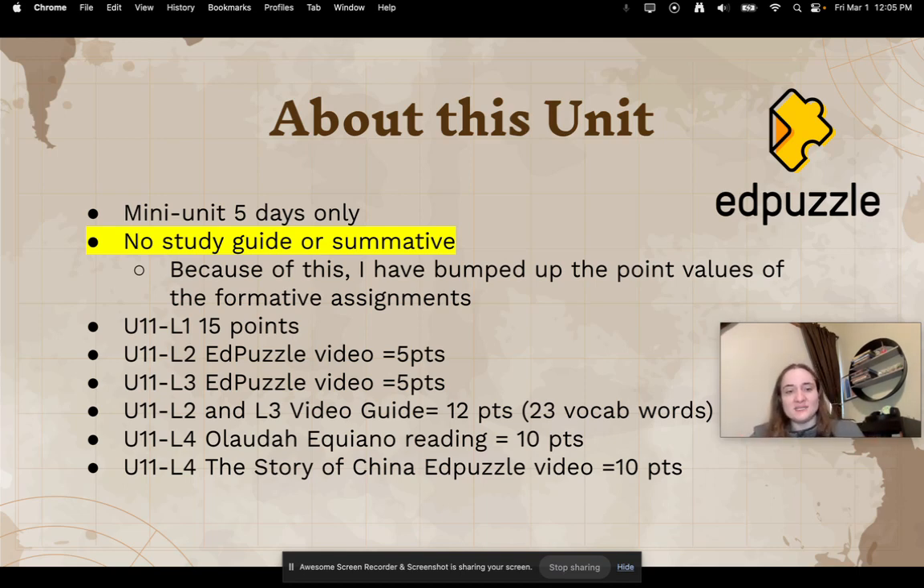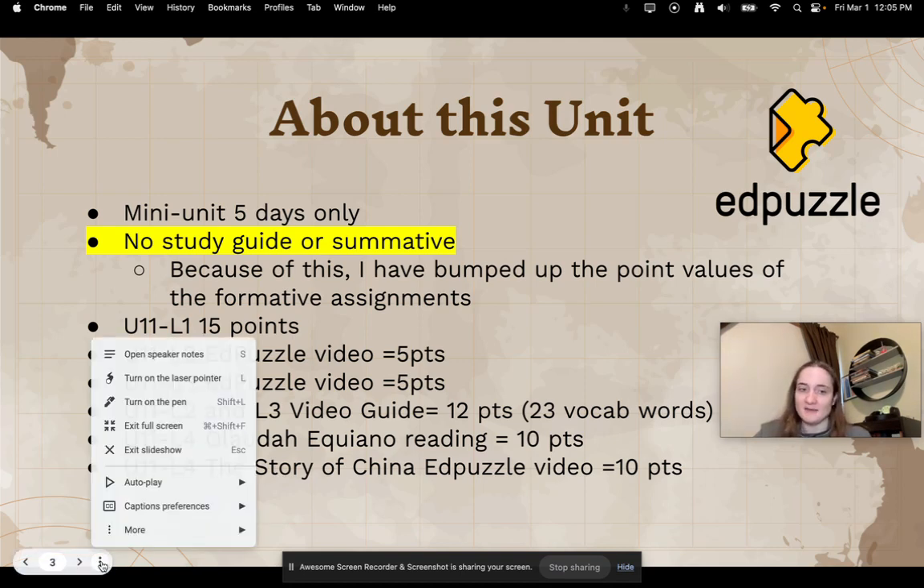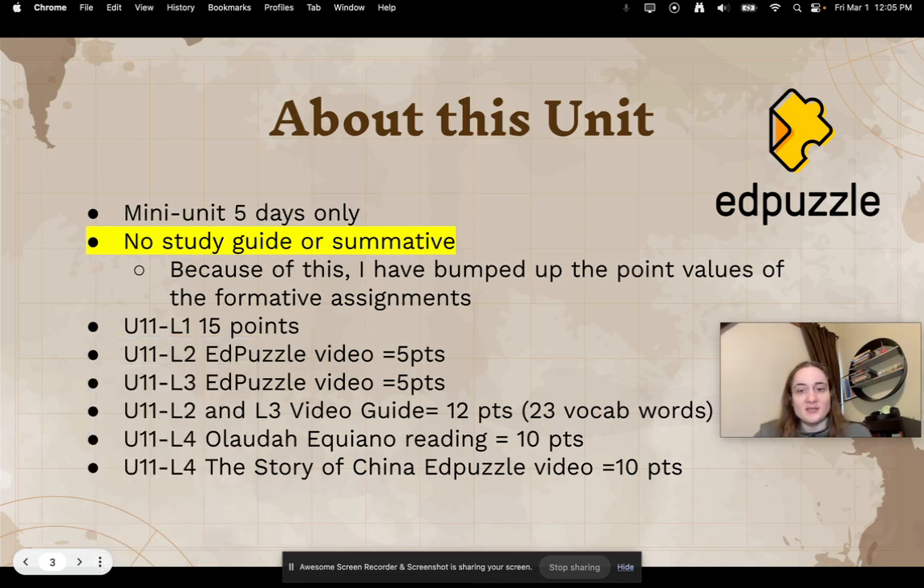Then lesson 4 is the Olaudah Equiano reading. That one will be worth 10 points. And then U11-L5, sorry, that should say 5, the Story of China Edpuzzle video, will be worth 10 points.